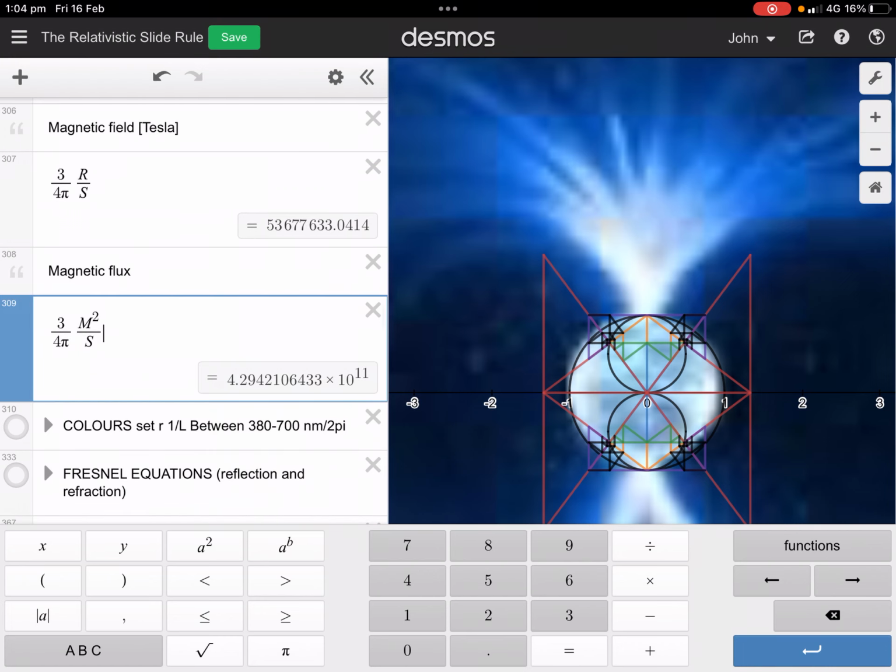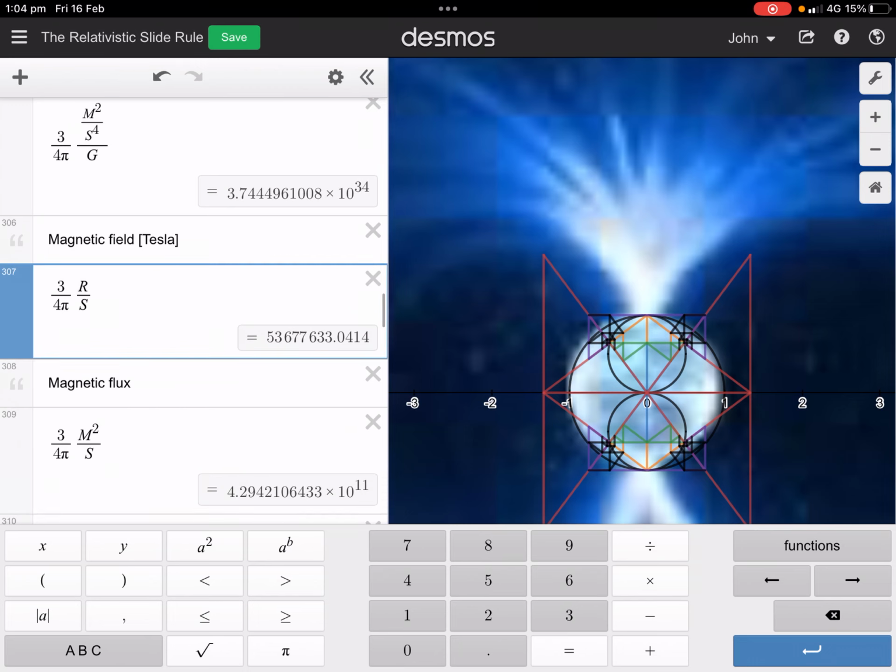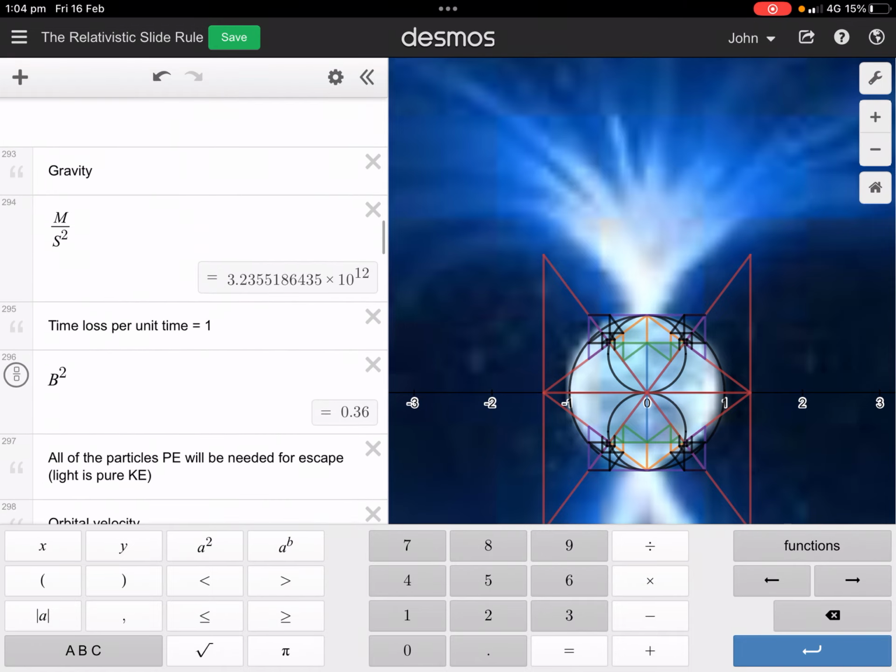I'm still a bit confused about all this. Apparently a magnetar neutron star can have a magnetic field of about 10 to the 11 Tesla, but this should be Tesla, so that would only be about 10 to the 8 Tesla there. So I don't know what's going on there.